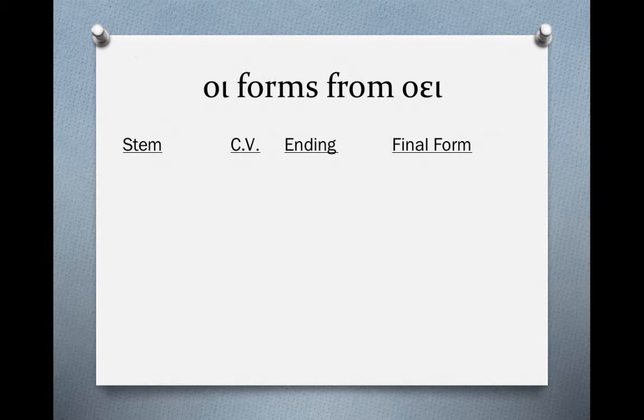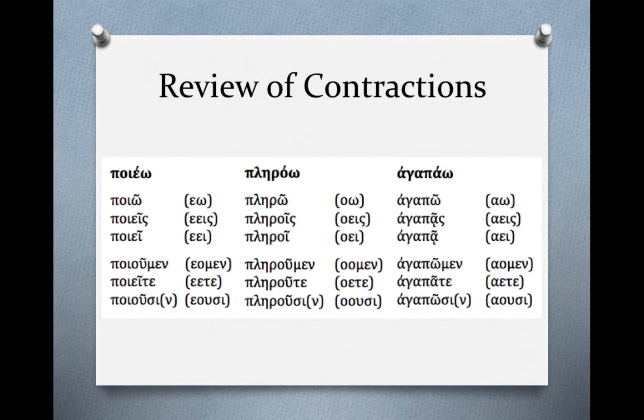Omicron-iota can form from omicron-epsilon-iota. So plera plus the connecting vowel epsilon plus the ending sigma, which in the final form the iota is usually added, it would be plerois. In other words, the connecting vowel just drops out and the final form is plerois. Again, for the third singular, the top of the plerois is the second singular. You fill, it could be. Pleroi, it would be he, she, or it fills. And here, the epsilon dropped out again.